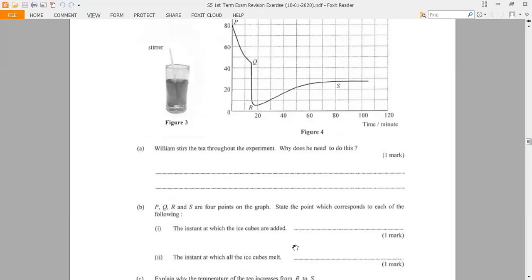Yes, point R. When all the ice melts, it would reach its lowest temperature, right? This lowest temperature would be lower than the room temperature, and it means that it will absorb heat from the room temperature. So that's why it will keep increasing. And at the end, what is happening? The temperature is not increasing anymore because it reaches the room temperature. Okay, it becomes stable.